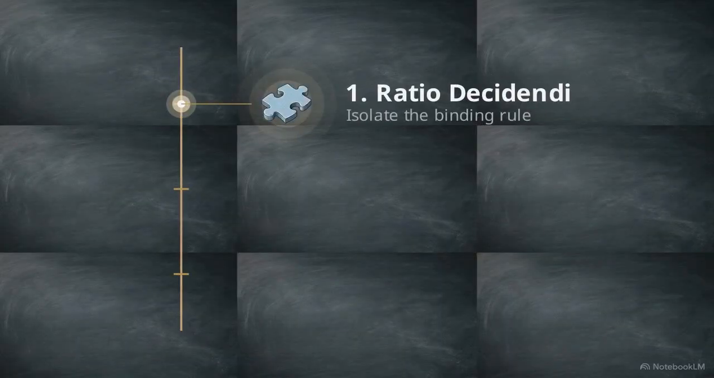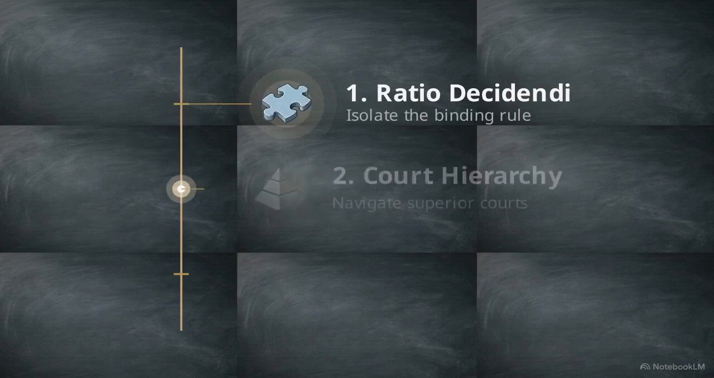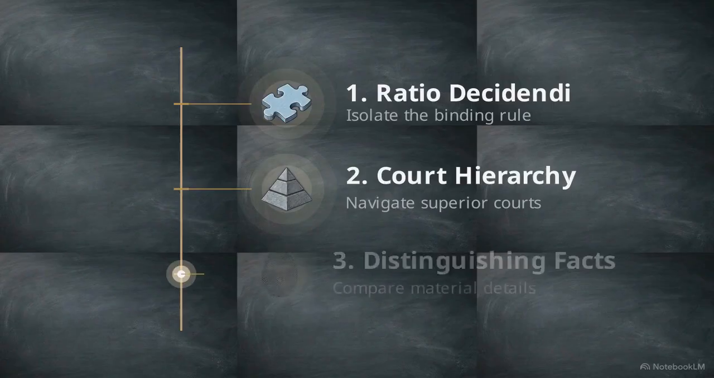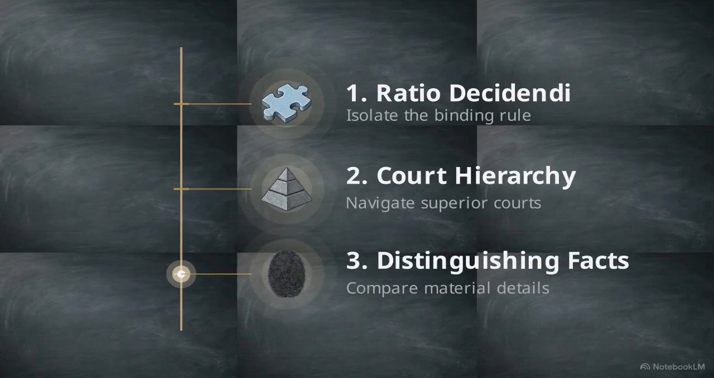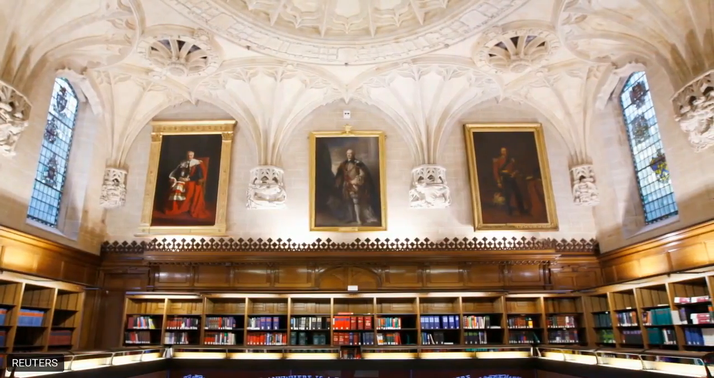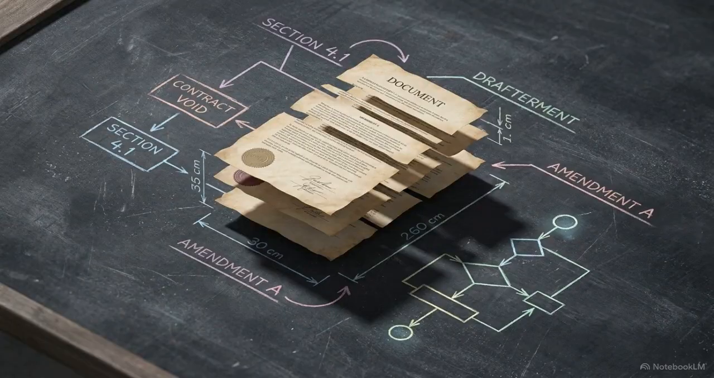To determine Emily's fate, we have to execute a three-step process. We must isolate the binding rule in past judgments, navigate the hierarchy of the courts, and master the technique of distinguishing facts. When you master stare decisis, you stop guessing at definitions. You learn to extract the active mechanics of past rulings and use them to engineer legal outcomes.